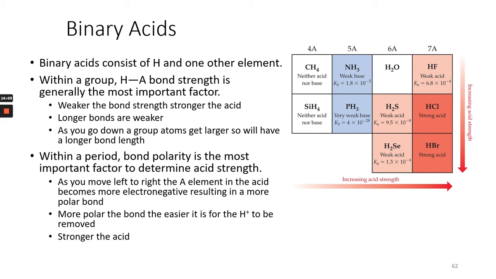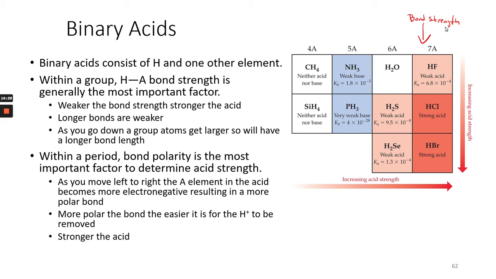Binary acids consist of hydrogen with one other element. So here we have some binary acids. Within the group, the bond from hydrogen to whatever the atom is, bond strength is generally the most important factor. So within the group, we're going to look at bond strength.